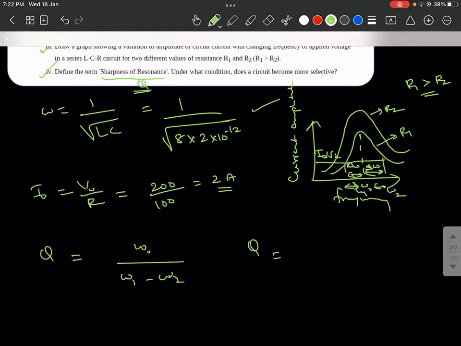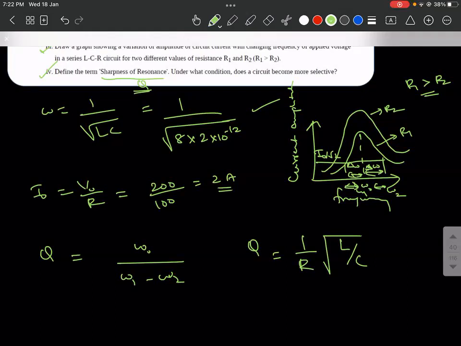So Q, the formula in terms of resistance, inductance, and capacitance. There is a formula 1 by R into square root of L by C. Okay. So for it to be more selective, what should be the value of quality factor? Should it be high or less?